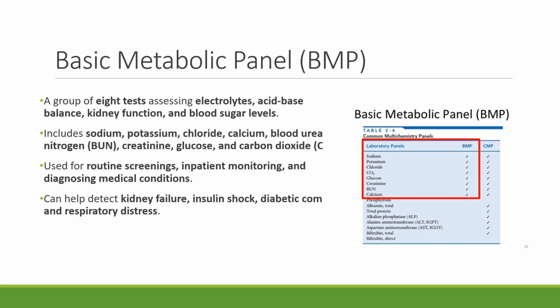Sodium regulates fluid balance. Imbalances can lead to neurological dysfunction, coma, or death. Potassium is essential for muscle and heart function. Imbalance can cause arrhythmias or cardiac arrest. Chloride and bicarbonate help regulate acid-base balance. Imbalances indicate metabolic acidosis or respiratory disorders. Magnesium is important for muscle and nerve function, but is not part of the BMP, though it is often ordered separately.